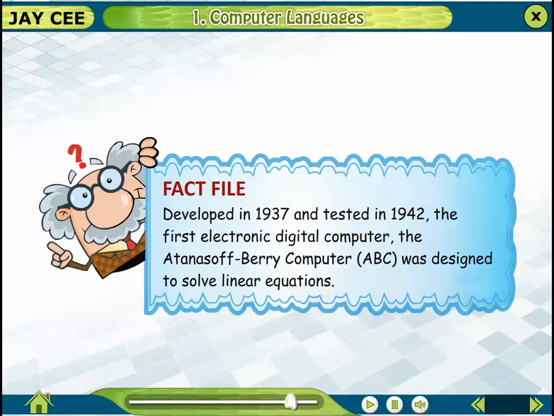Fact file. Developed in 1937 and tested in 1942, the first electronic digital computer, the Atanasoff-Berry computer, ABC, was designed to solve linear equations.